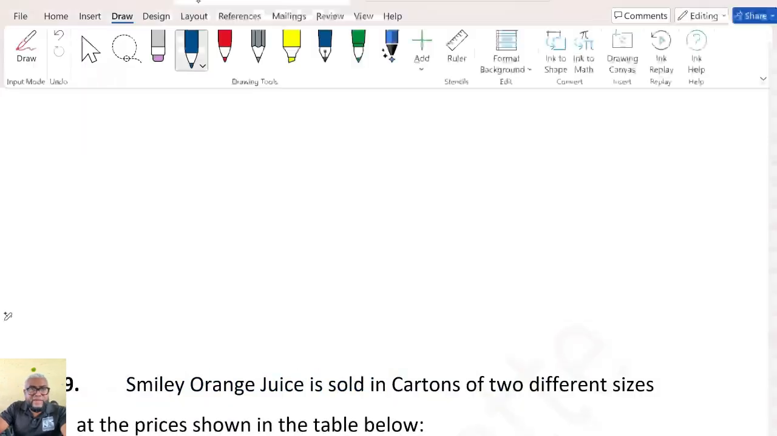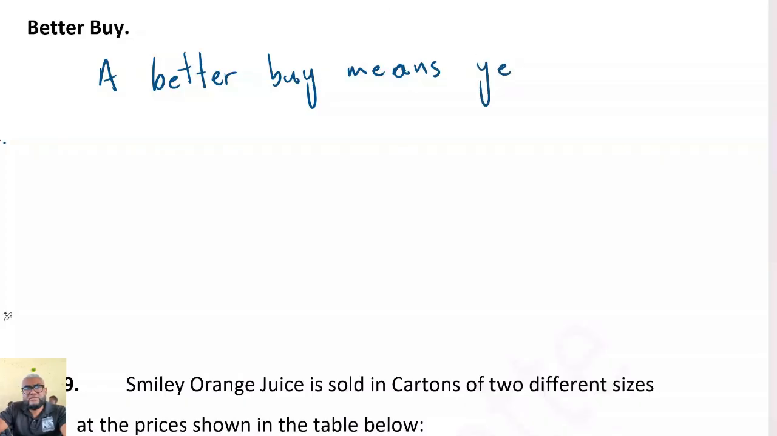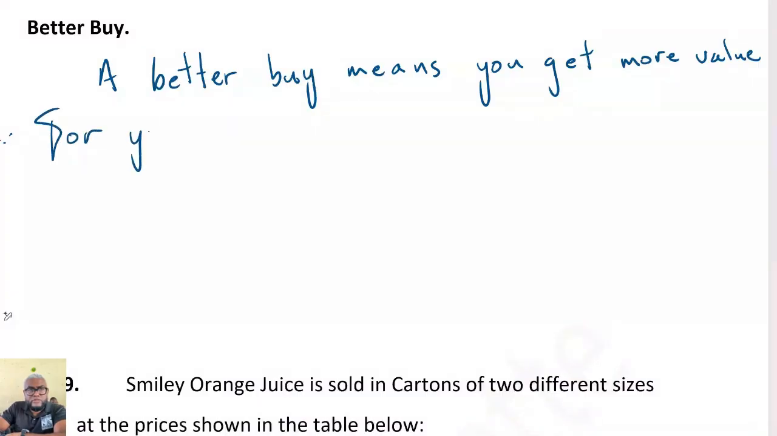A better buy means you get more value for your money.